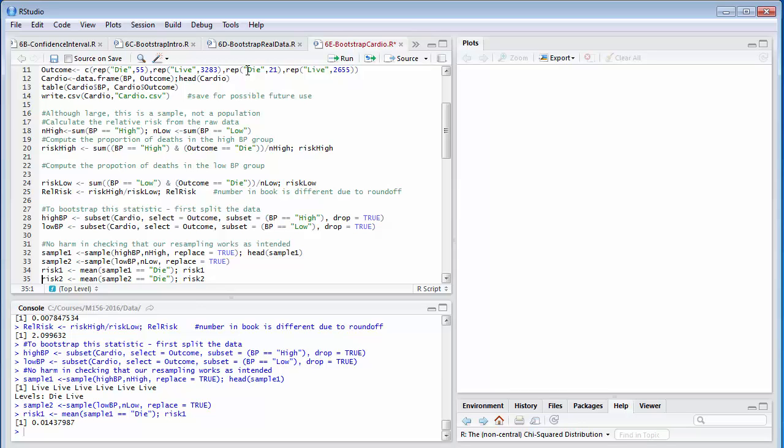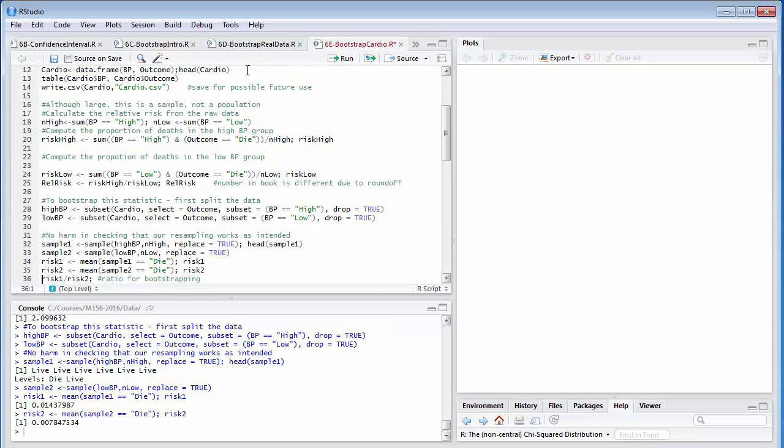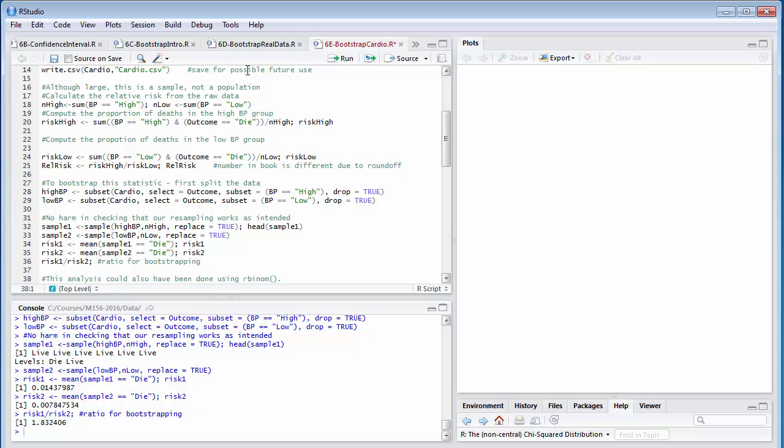And now I can compute the risk of death from the high blood pressure sample, the risk from the low blood pressure sample, and take the ratio, which is the statistic that I'm planning to bootstrap. So you can see what I've done. I've said, let's treat this as a population, and suppose that we had a random selection from this population. What fraction of deaths would we get in each group, and what's the ratio? We can do this over and over and over again.